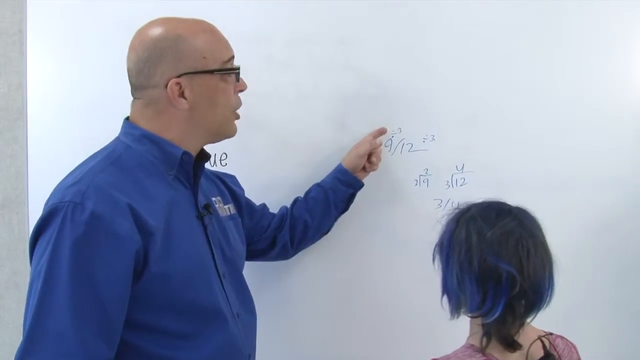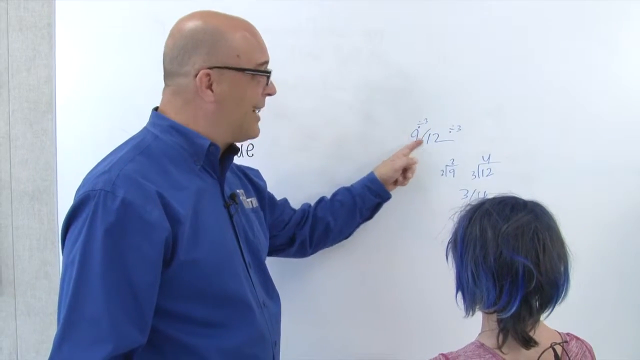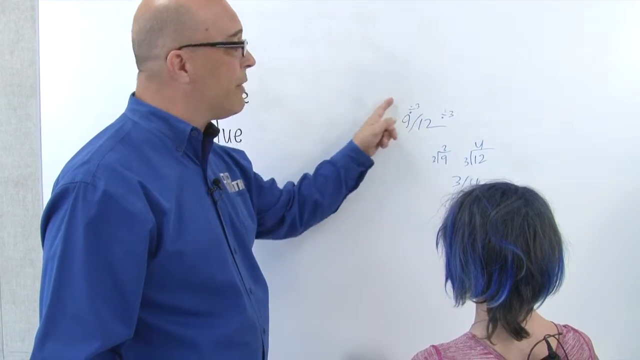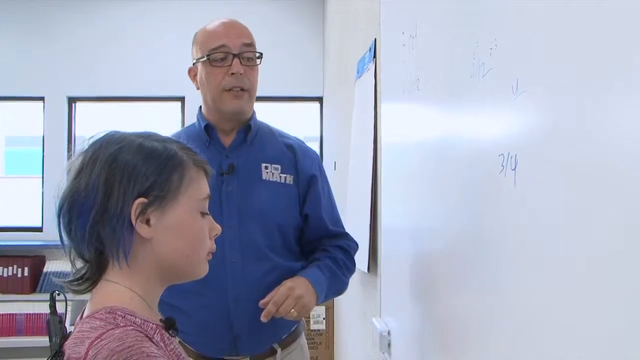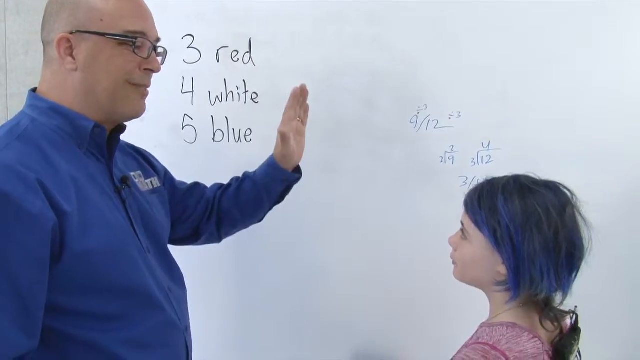Perfect. Nicely done right there, because what you did is you saw that the greatest common factor of 9 and 12 was 3, so you divided both of them by 3, and you came out with 3/4. So Anya, perfect. Nice job.